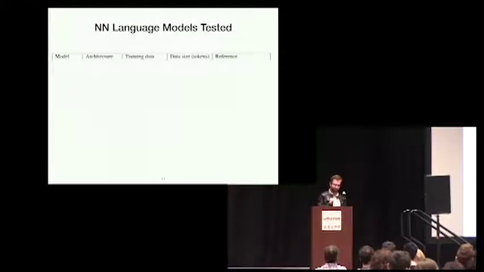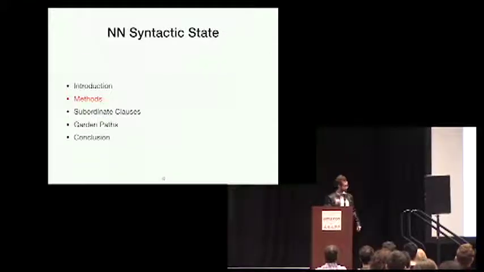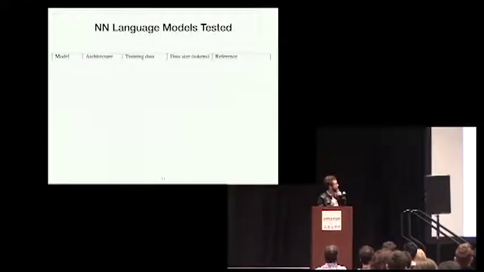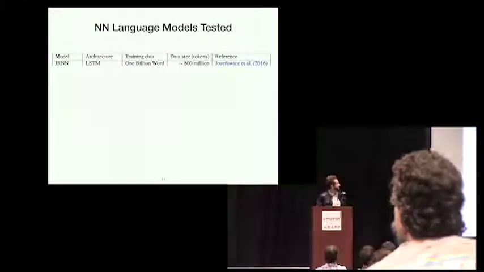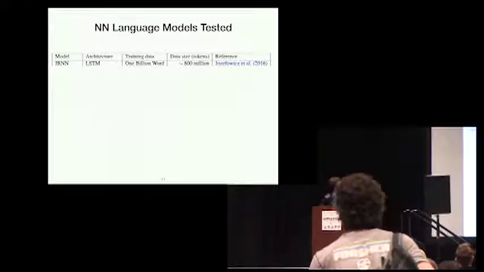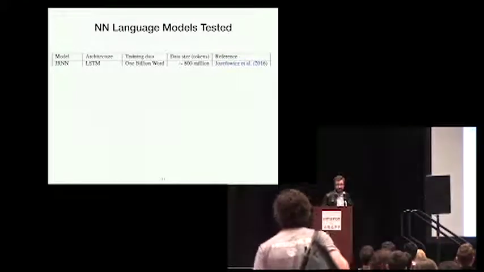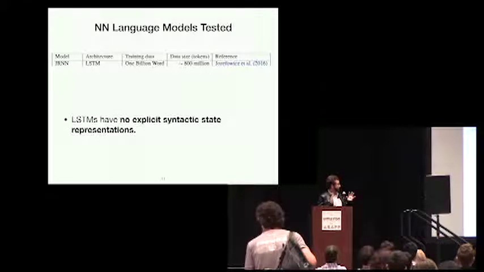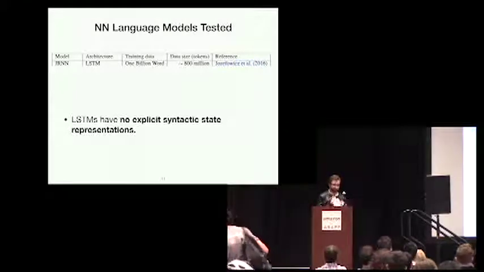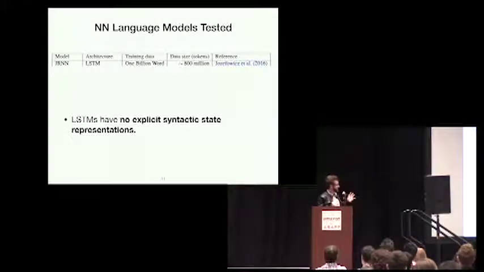Now I'm going to talk about what we've actually done, the constructions we've looked at, and the models we've looked at. We looked at a set of 4 different neural network language models. The first is what used to be the state-of-the-art LSTM language model from Jozefowicz 2016. It is trained on lots of data, and it's a large model in terms of the number of units it has. These LSTM models have no explicit syntactic state representations. Our question is, have they developed them? Have they induced them based on their unsupervised training objective?